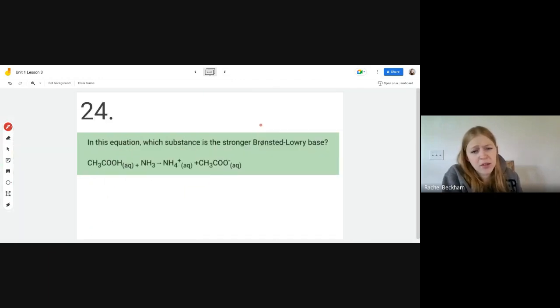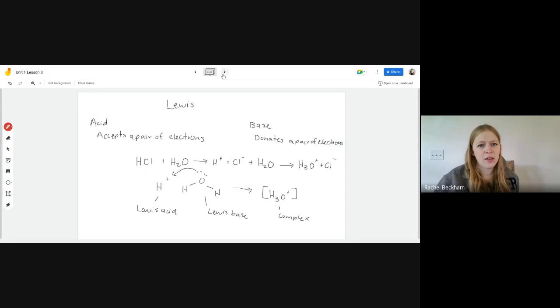Okay, in this equation here, number 24, which substance is the stronger Bronsted-Lowry base? So earlier, we're kind of flipping back and forth. If you remember, this was the acid, okay? And so which one's going to be the base? The base is going to be the thing that accepts H plus, which is the NH3. So for number 24, the answer is NH3, okay?